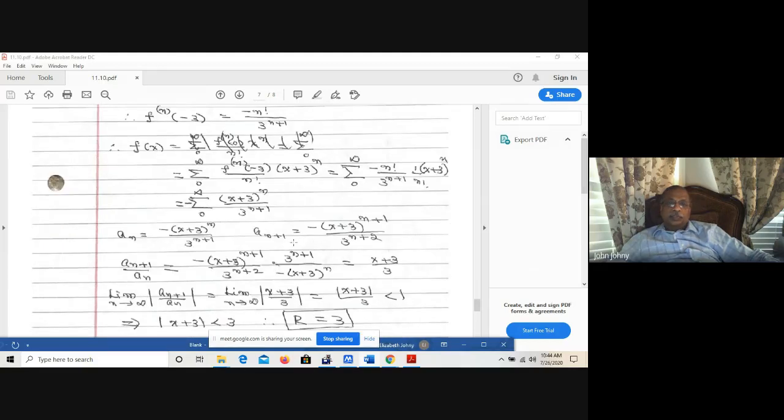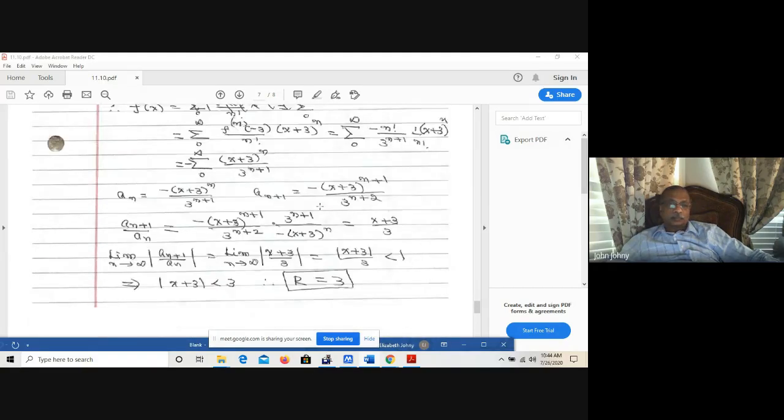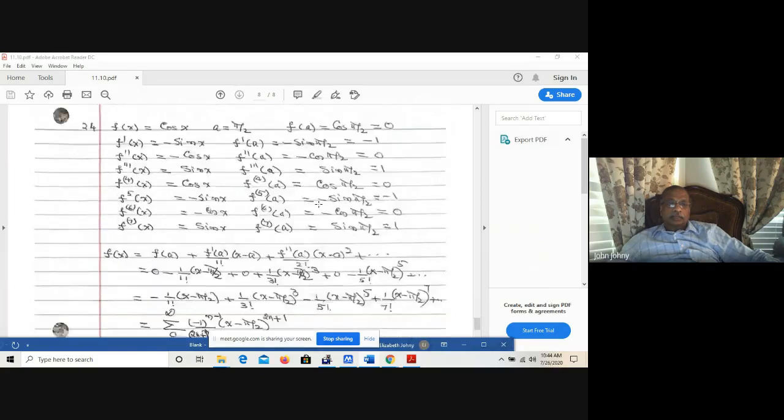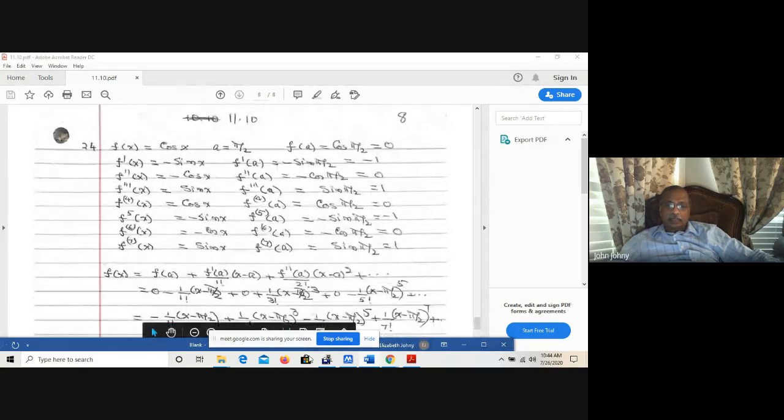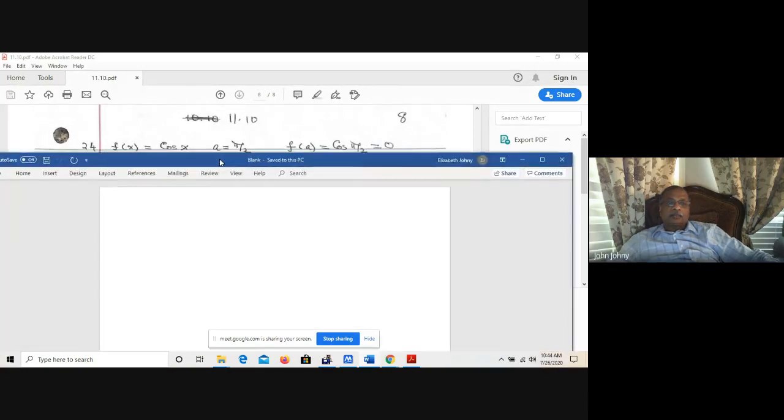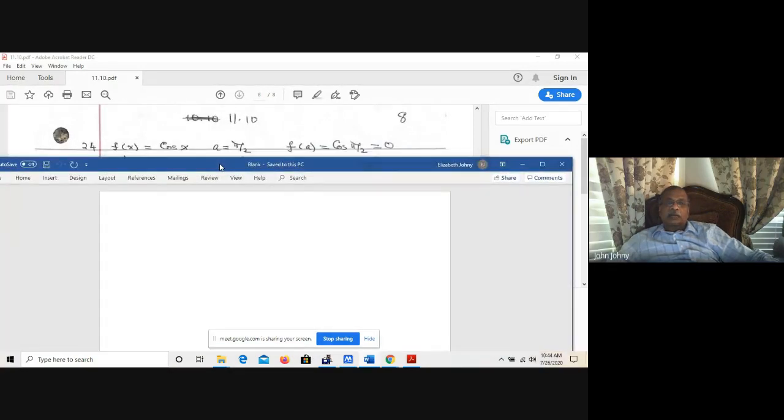Okay, so here number 24, that is the last question, and it is again a lengthy one. f(x) is cos x around a equals pi over 2. We have derived it around a equals 0 by using Maclaurin series. So this one is around x equals pi over 2. A is pi over 2. So it's slightly more difficult than the other one.